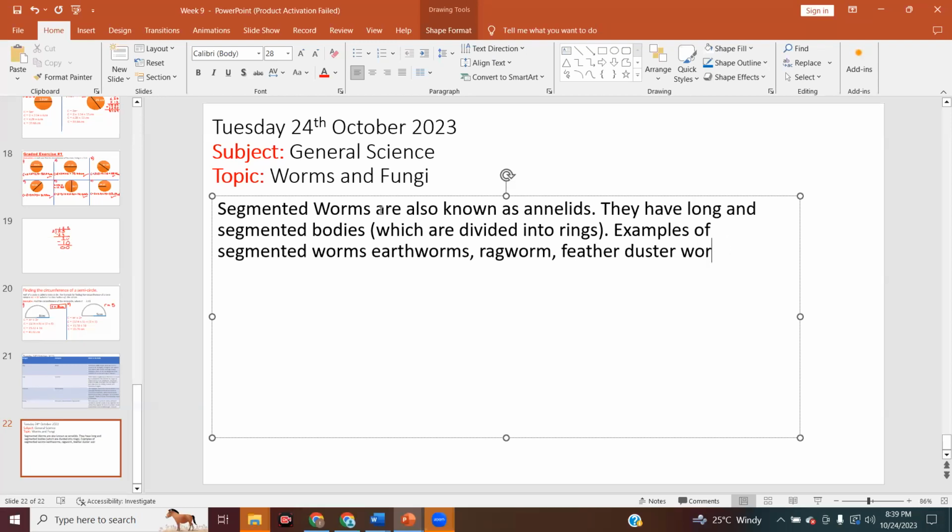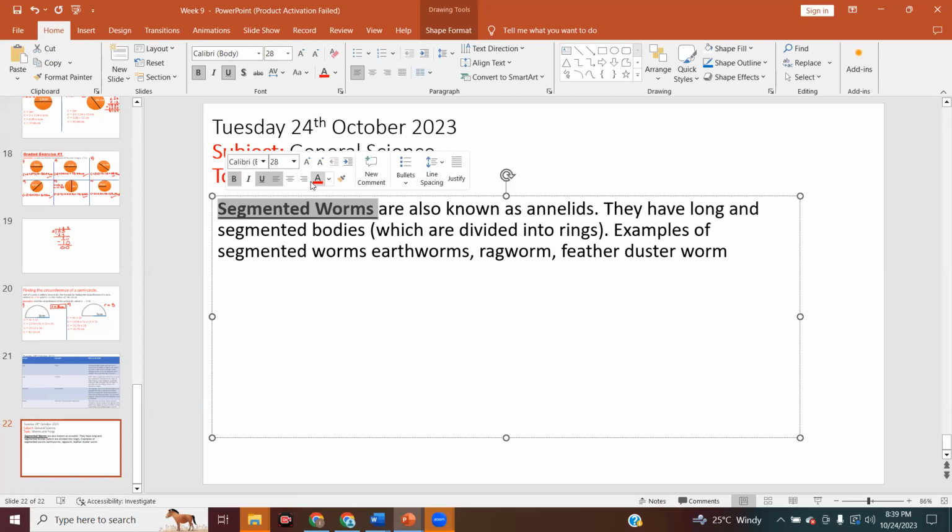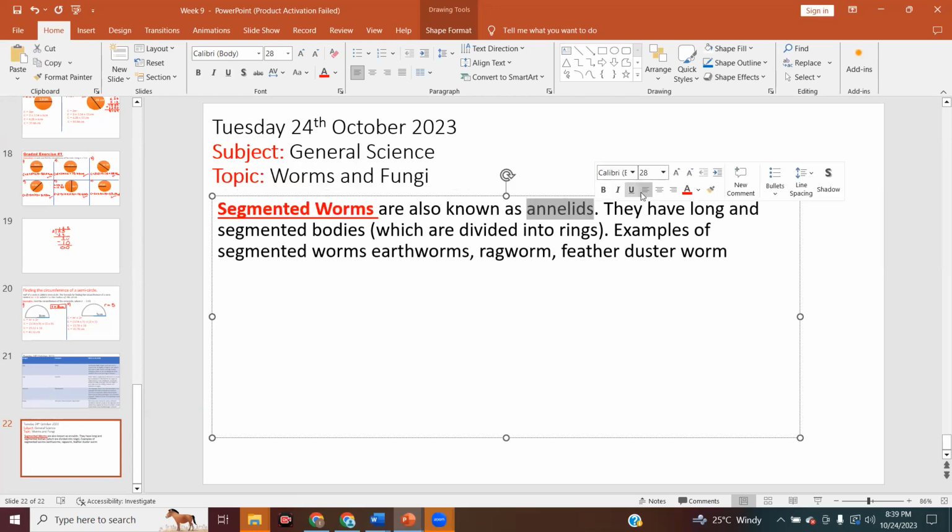Now, when you see a segmented worm, what are you expecting to see that will help you to know, hey, this is a segmented worm? Its body is divided into what? Into segments. When we say segments, you understand what I mean by segments? Like in sections. In sections, very good. All right, so these are what we call the annelids.